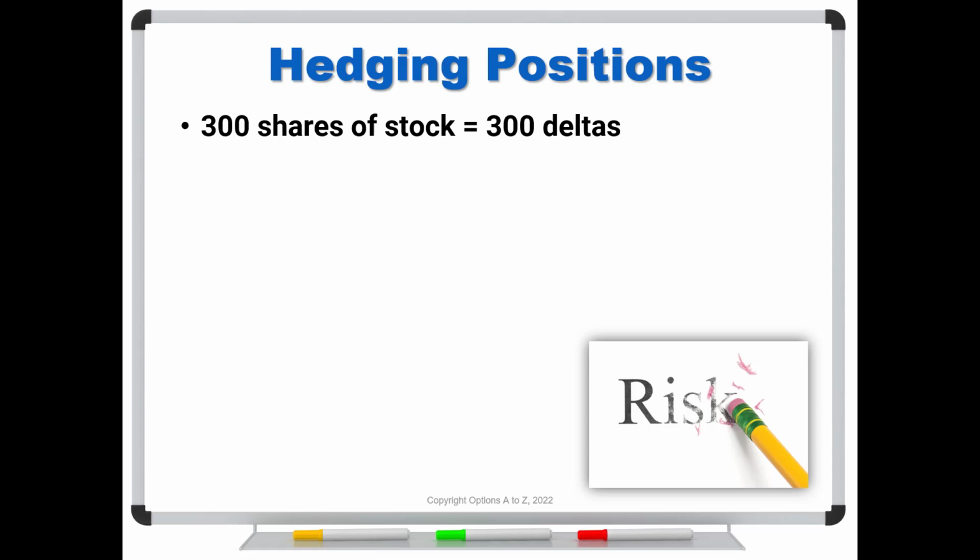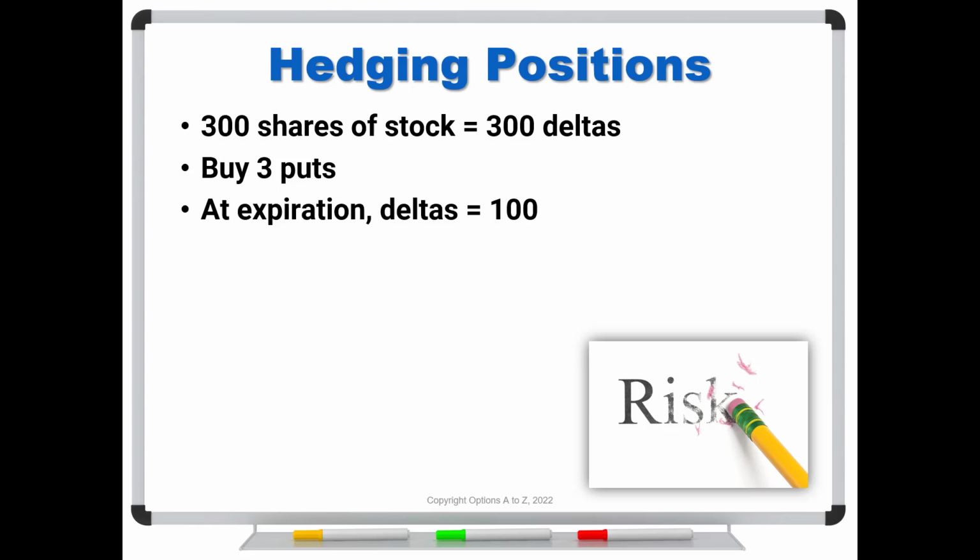So because of this downside risk, we might want to hedge it. And there's a number of ways we could do it. One, we might just simply buy 3 put options. This is what's called an expiration hedge. And that just is because at expiration, the deltas on that put would equal 100. Technically minus 100, but for this video, I'm going to forget about the minus sign.